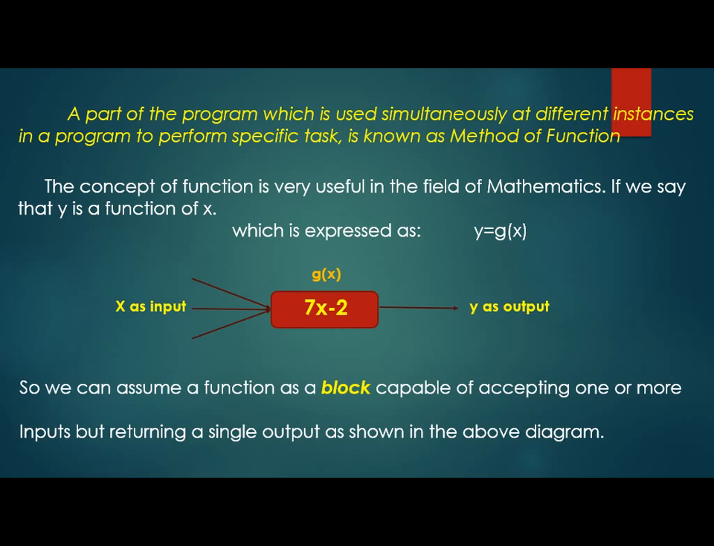So we can assume a function as a block capable of accepting one or more inputs but returning a single output, as shown in the above diagram. See, we can provide more than one input, but the output will be only one at a time.